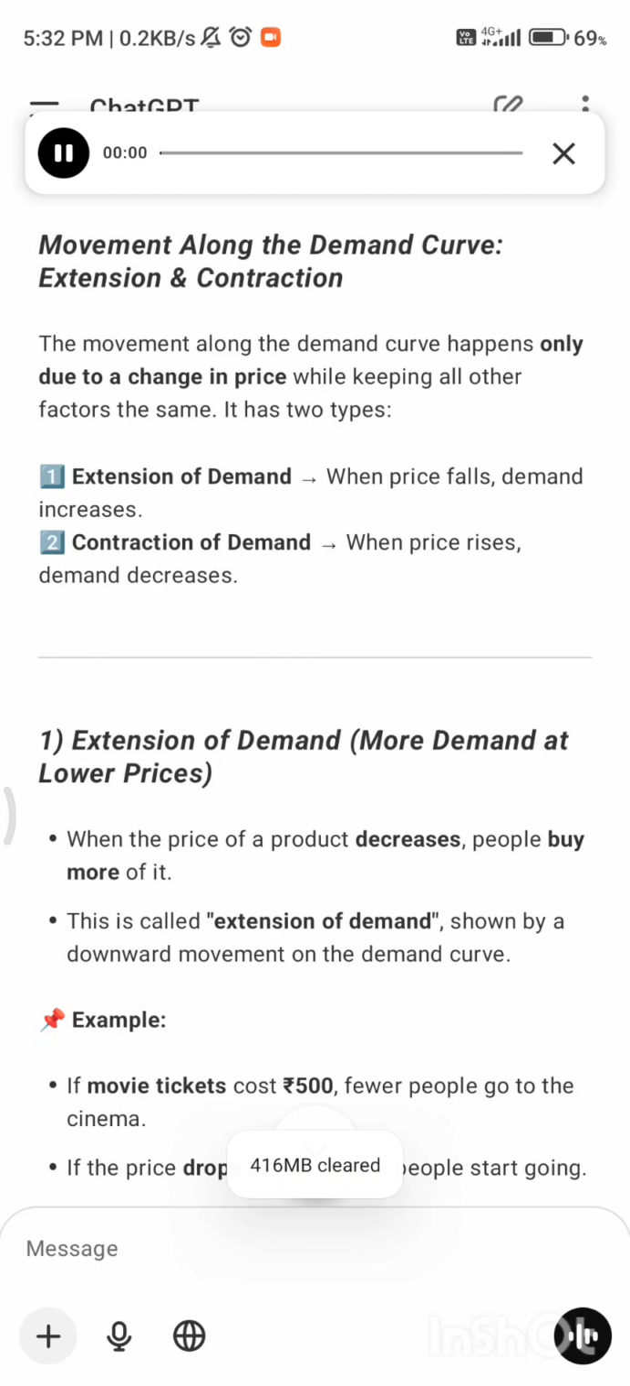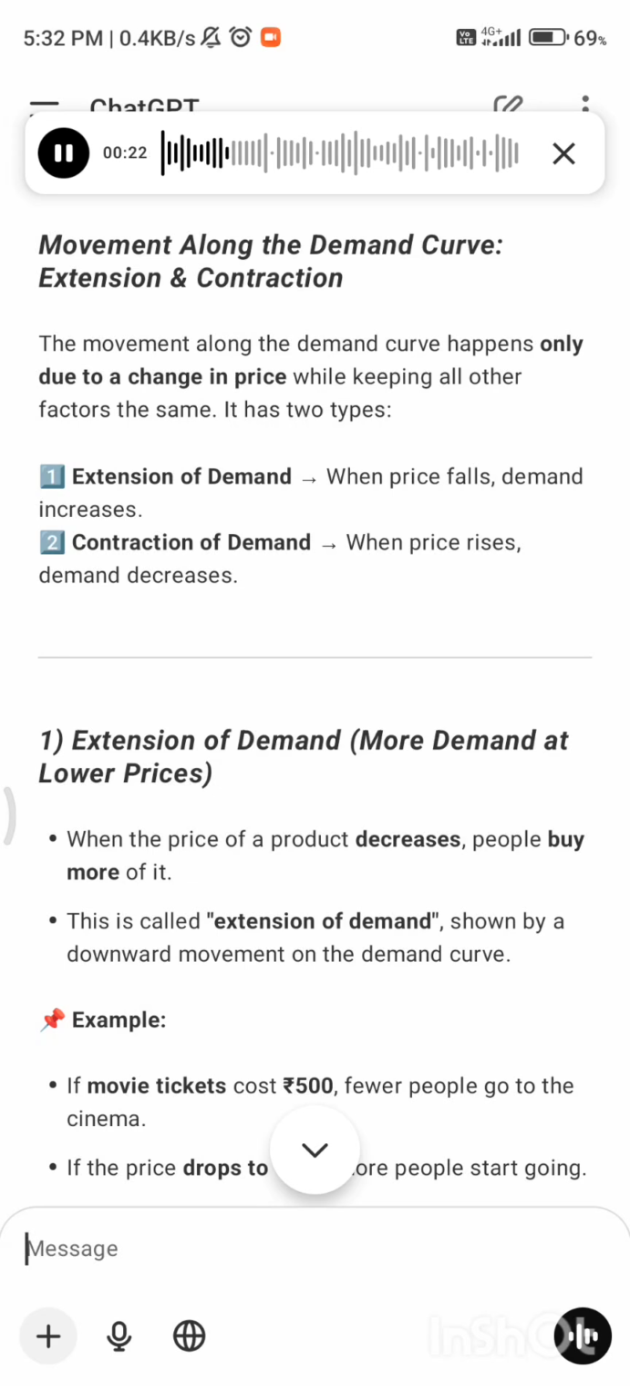Movement along the demand curve: extension and contraction. The movement along the demand curve happens only due to a change in price, while keeping all other factors the same. It has 2 types. 1. Extension of demand: when price falls, demand increases. 2. Contraction of demand: when price rises, demand decreases.